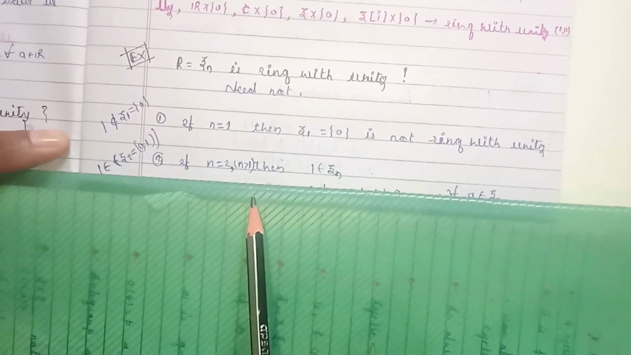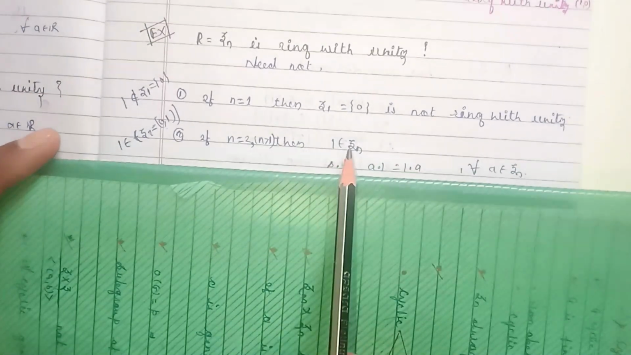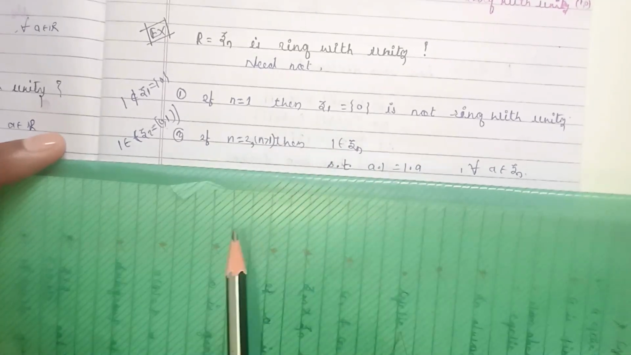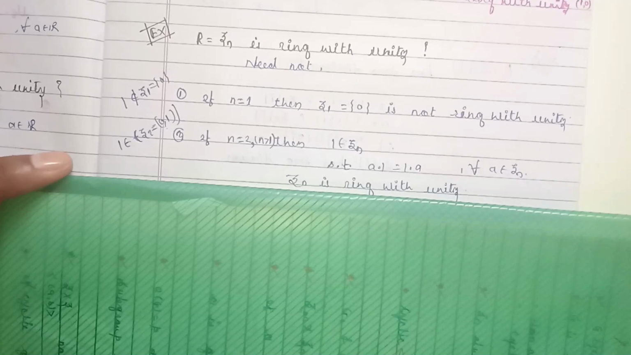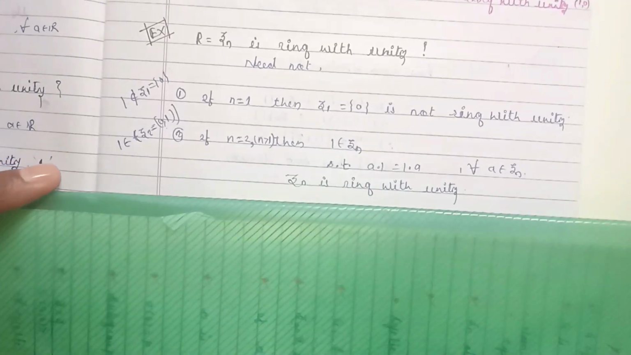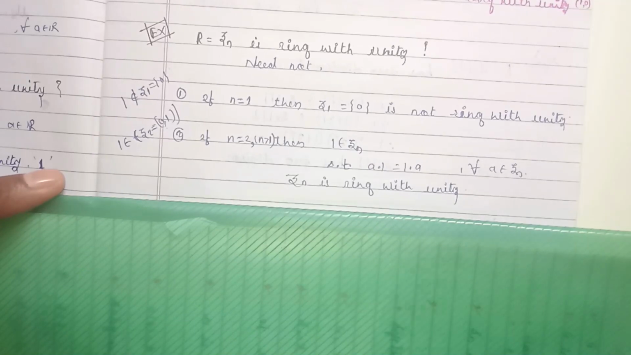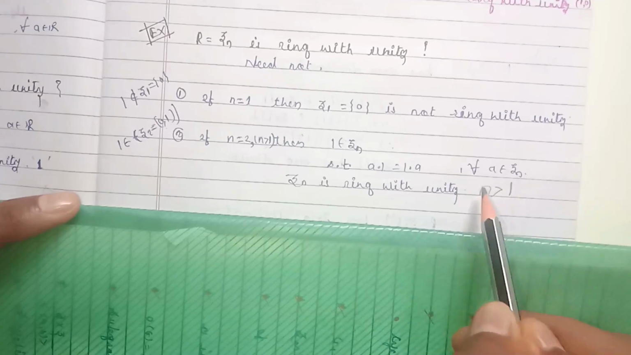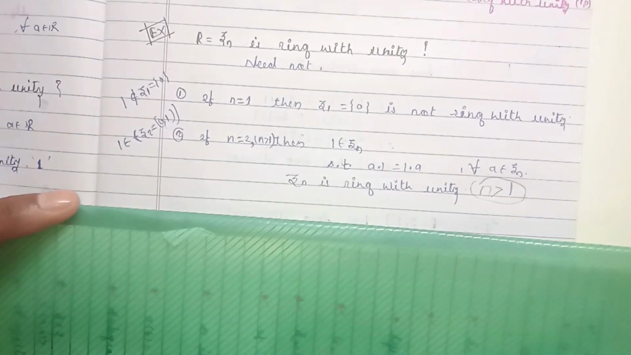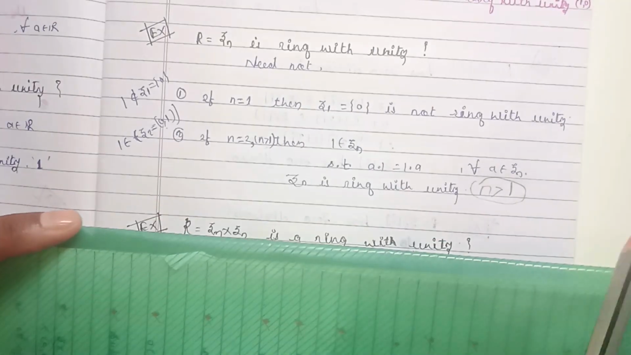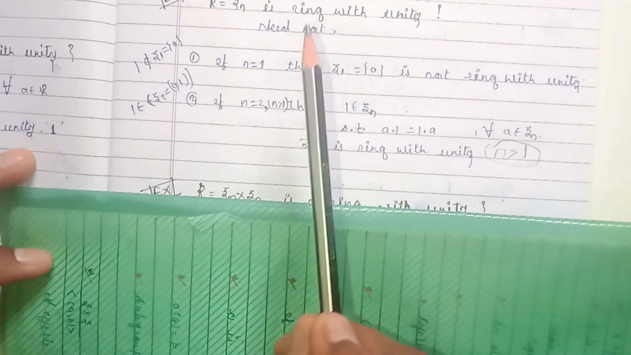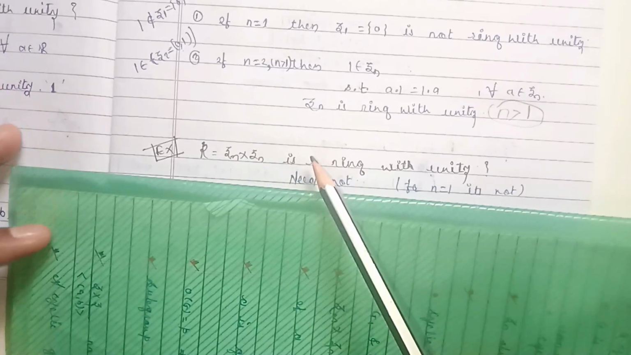If I consider n equal to 2, then 1 belongs to Zn. Under Z2, or Zn, there is a 1 that always exists such that a into 1 equals 1 into a. So Zn is always a ring with unity, but n needs to be strictly greater than 1. If n is equal to 1, then it is not a ring with unity. When n is equal to 1, Z1 is not unity, but when n is equal to 2, Z2, and Z3, Z4 are all unity.